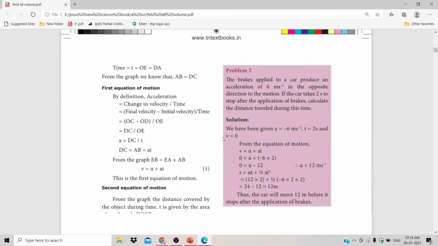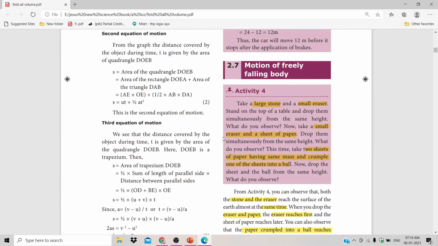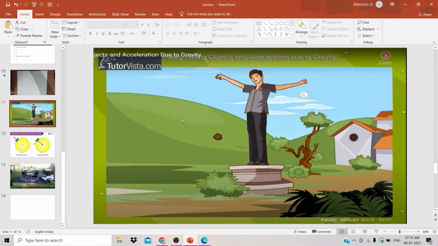Okay, today we are going to see the next topic of motion, that is, motion of a freely falling body. What is a freely falling body? See here, I have kept a picture. A man is standing here and he is dropping a stone as well as a crumpled paper at the same time. But the stone comes to the ground first when compared to the paper, isn't it? Why did this happen? That we are going to learn from this.